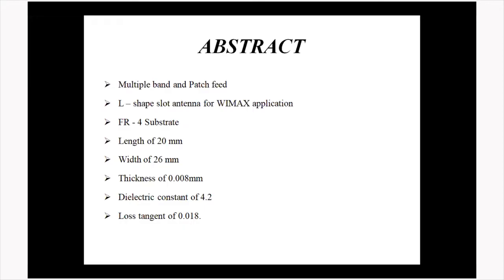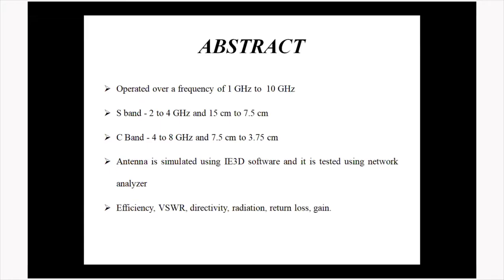The dielectric constant is 4.2, and the loss tangent is 0.018. The operating frequency is 1 gigahertz to 10 gigahertz. This L-shaped slot antenna operates at 3.4 gigahertz. Two types of bands are involved in this process, S-band and C-band. S-band is 2 to 4 gigahertz and C-band is 4 to 8 gigahertz, with wavelengths of 15 to 7.5 and 7.5 to 3.75 centimeters.